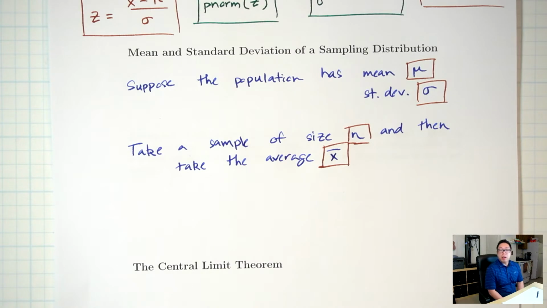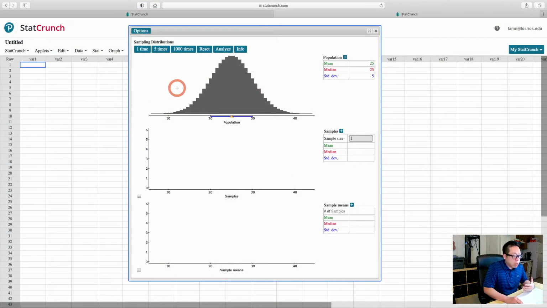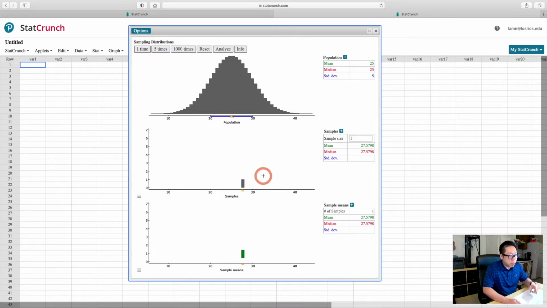All right, so now let me show you a demonstration. The picture at the top here represents the population of all college students. The numbers at the bottom represent the ages of college students. What I care about here is the mean, which is 25 in this case, and the standard deviation, which is 5. I'm going to take a sample of size 1. In other words, I'm going to take one random student and record their age. Another random student, and record their age. Another random student, and record their age. And then I'm going to repeat this process many, many times.